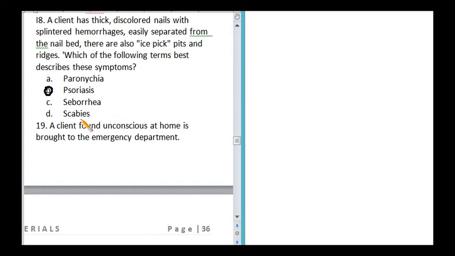So we all know that scabies is an infection commonly located between fingers, so it is eliminated. Seborrhea is common in newborns. This is also called cradle cap, so it must be eliminated. Best answer here is B.